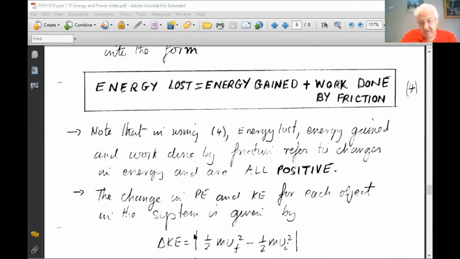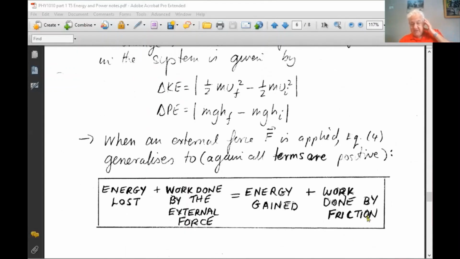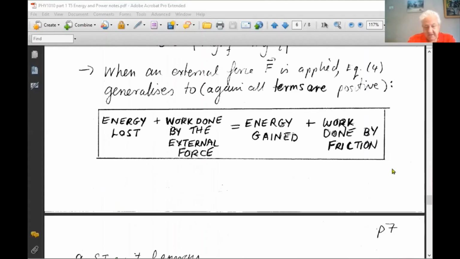Many of the problems you're going to come across are going to be either this involving friction or even problems which don't involve friction at all. So it's this form that we're going to use the most. But in case you come across slightly more difficult problems, keep this one in mind.